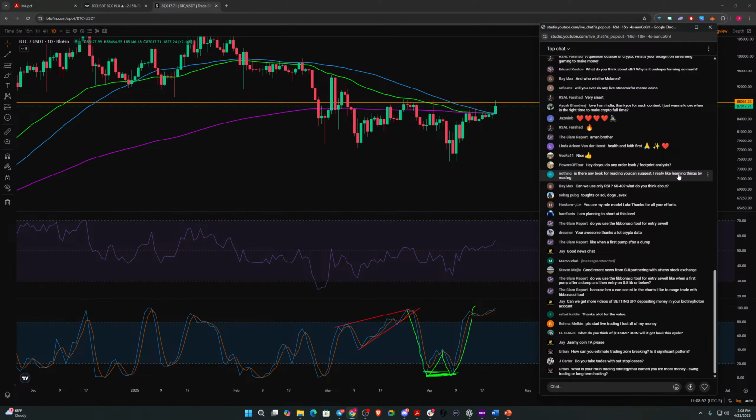Nothing says, is there a book for reading you can suggest? I really like learning things by reading. Look at Trading in the Zone by Mark Douglas. Good trading book. Bay says, can we use only RSI or 60-40, or what do you think? Backtest it, Bay, and see what works for you. If there's RSI levels that are 60 and 40 and they work for overbought, oversold, then it could work. So just whatever works for you, backtest the data.